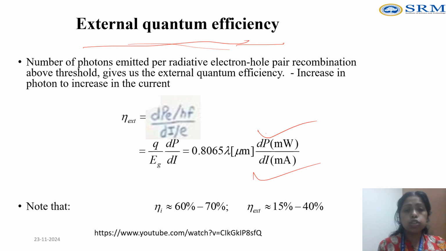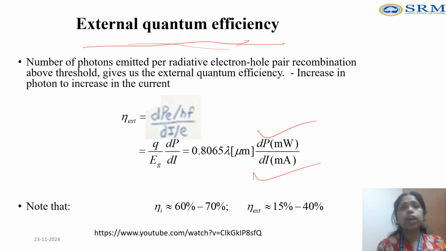It is the number of photons emitted per radiative electron-hole pair recombination above the threshold. So whatever electron-hole pairs recombine, those recombinations will not all produce photons that come out from the device. Suppose 100 electrons and holes are recombined, so you should get 100 photons from those, from the device.